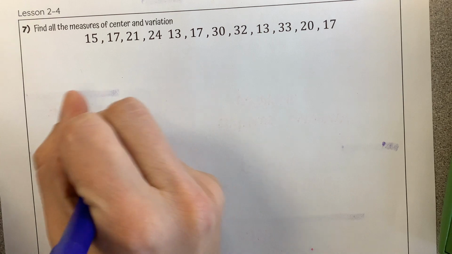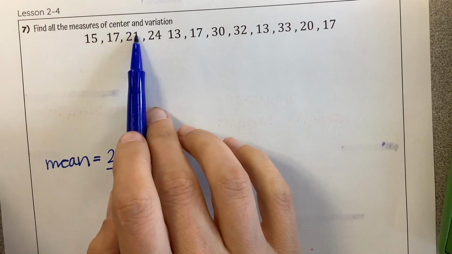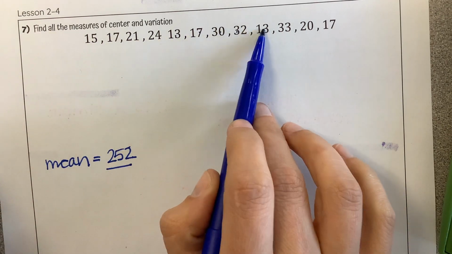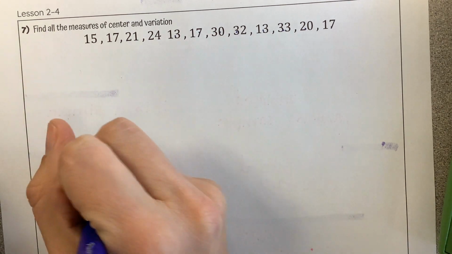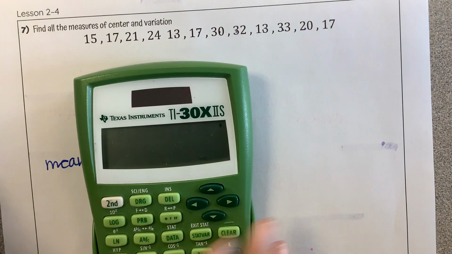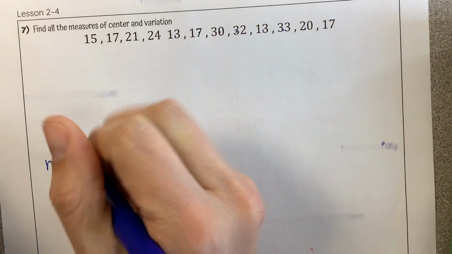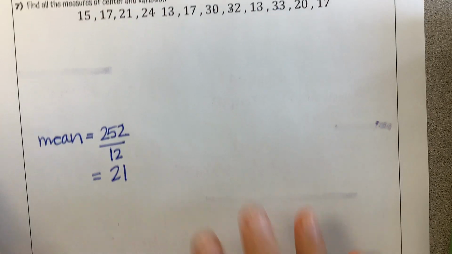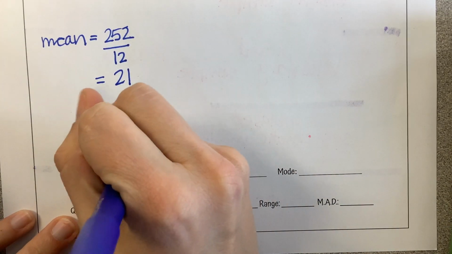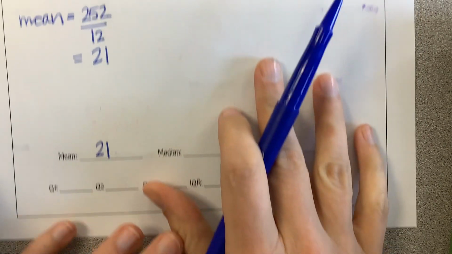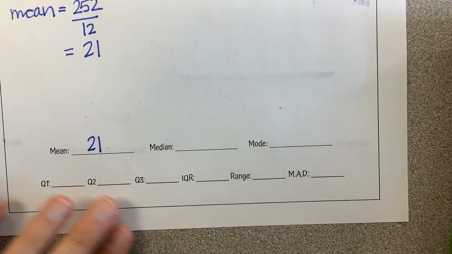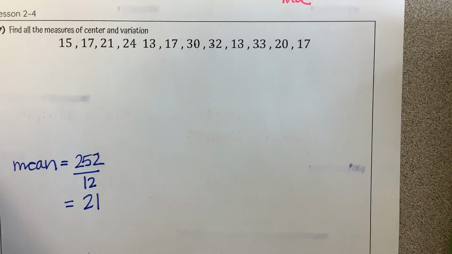We divide this by the number of values: 1, 2, 3, 4, 5, 6, 7, 8, 9, 10, 11, 12 values. And we get a mean of 252 divided by 12 is 21. So for my mean, it is 21. The reason I double checked is because if this mean is wrong, all the work that I'm going to do to find the MAD would be wrong.